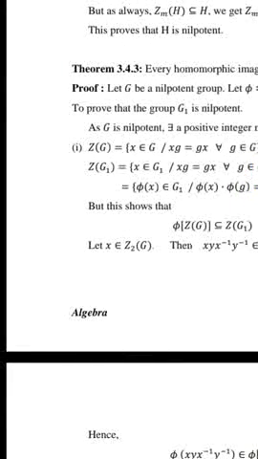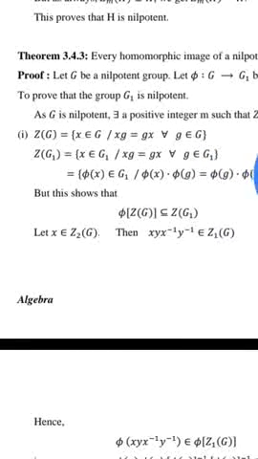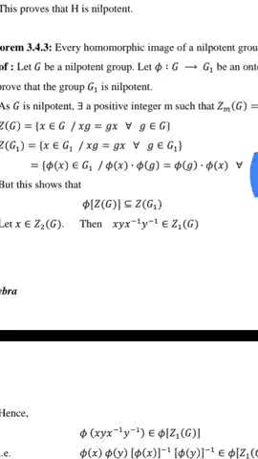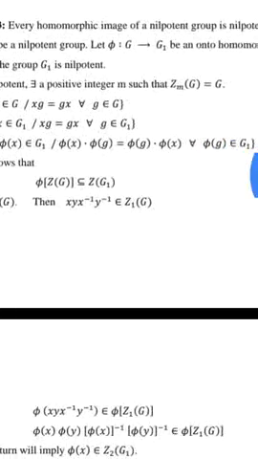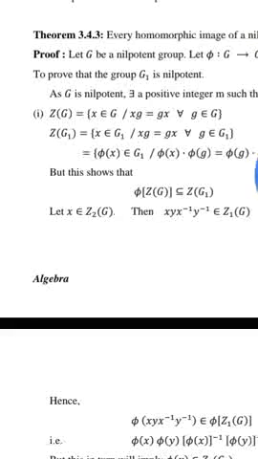Now Z(G) is equal to {x belongs to G such that xg = gx for all g belongs to G}. Z(G1) is equal to {x belongs to G1 such that xg = gx for all g belongs to G1}, which is equal to {φ(x) belongs to G1 such that φ(x)φ(g) = φ(g)φ(x) for all φ(g) belongs to G1}. But this shows that φ(Z(G)) is a subset of Z(G1).